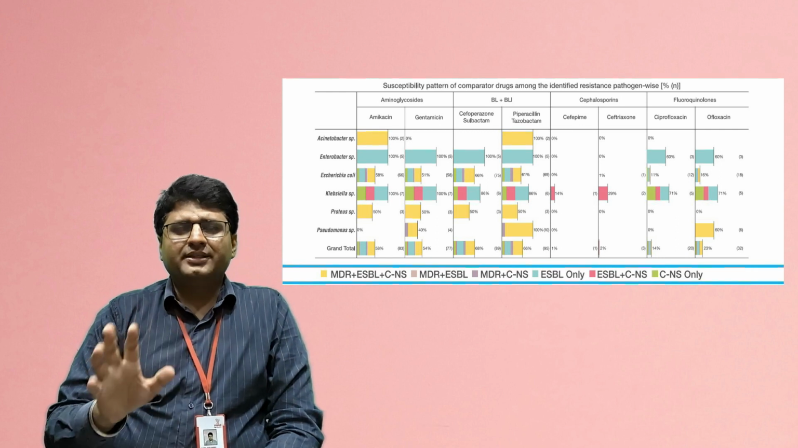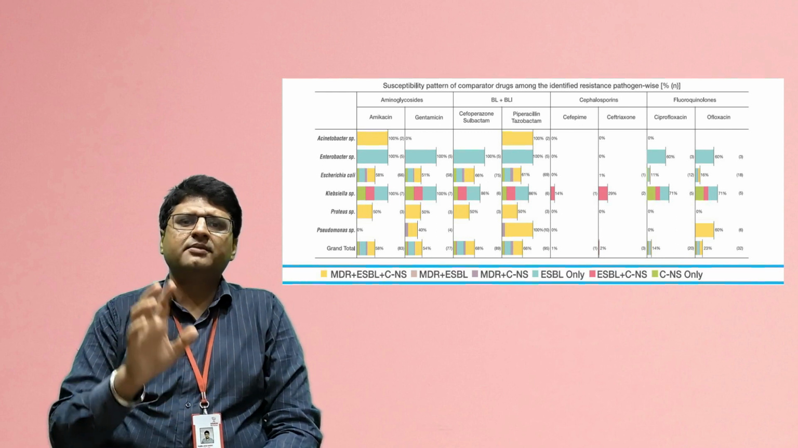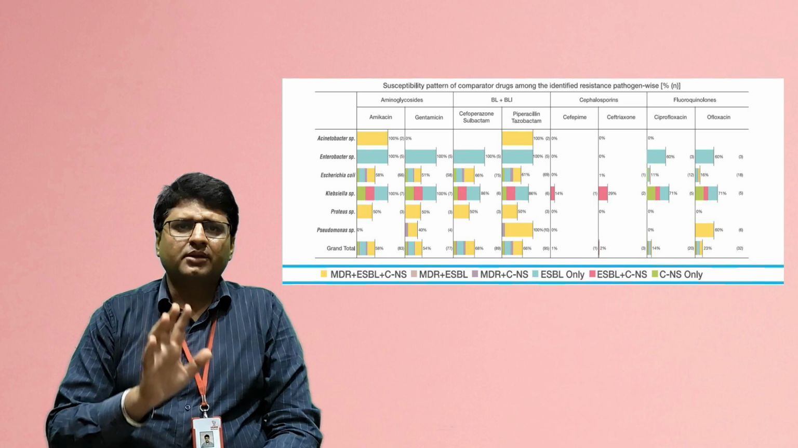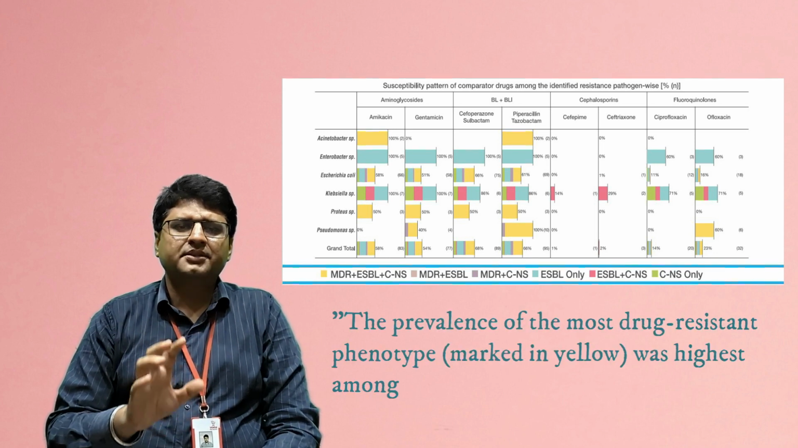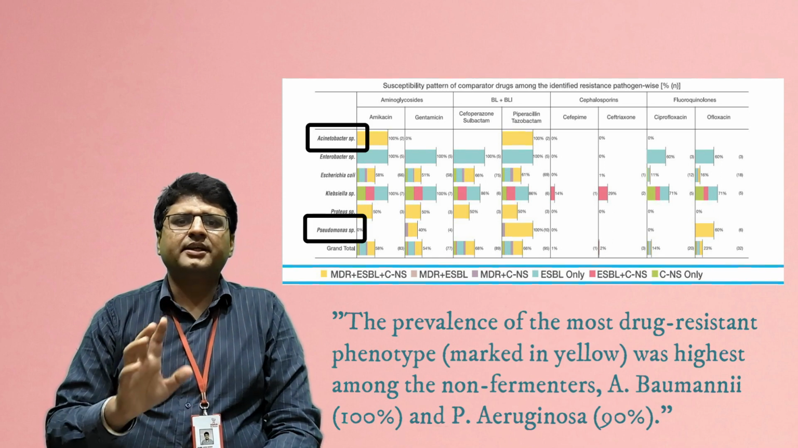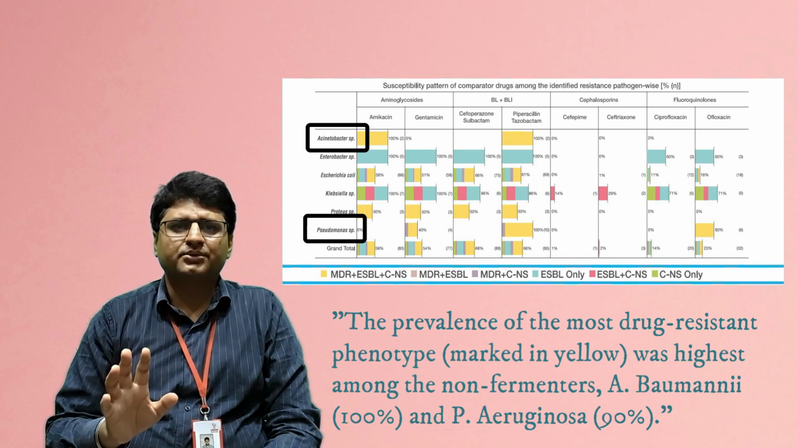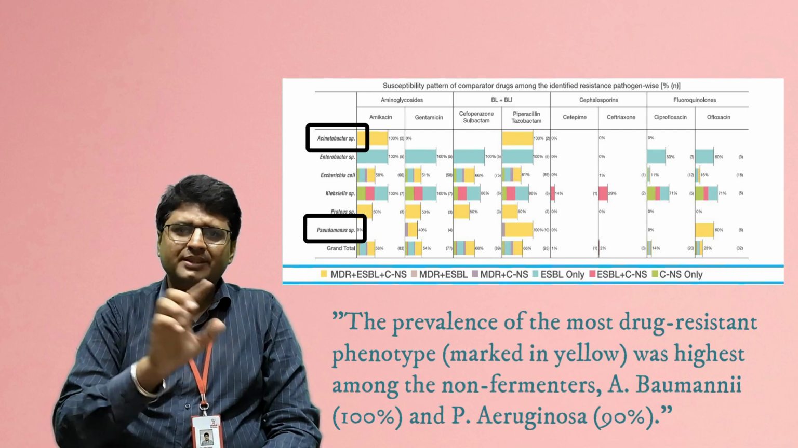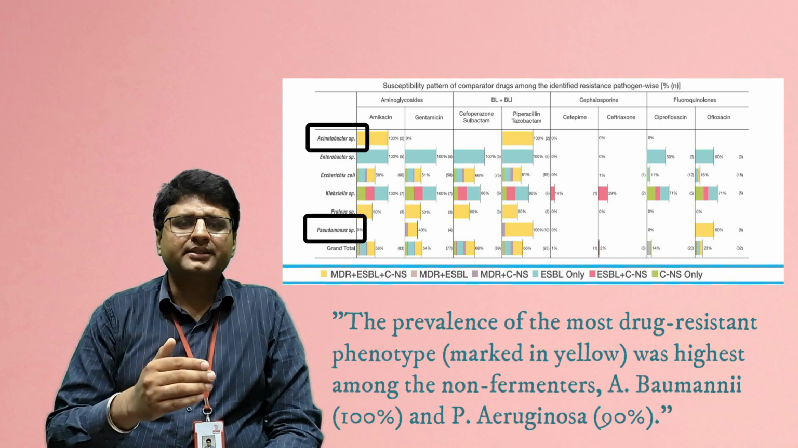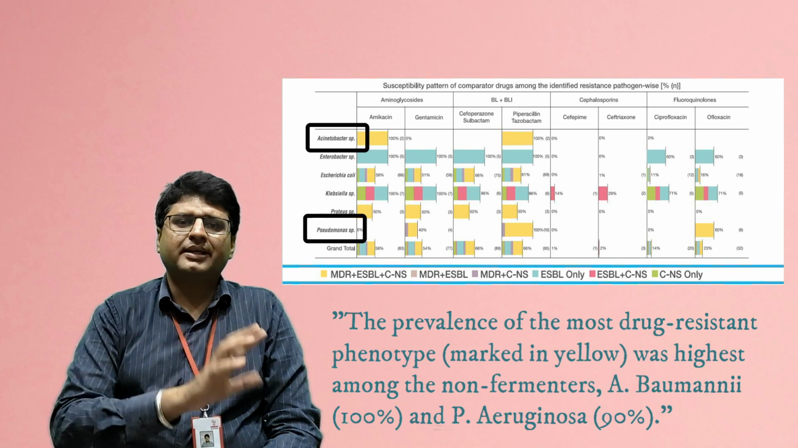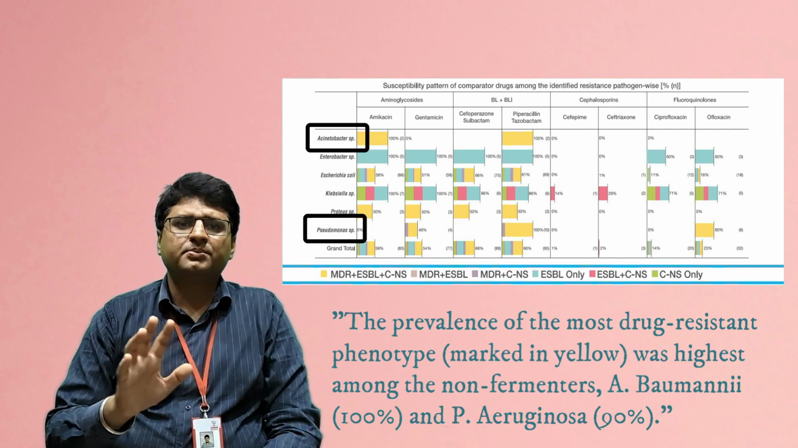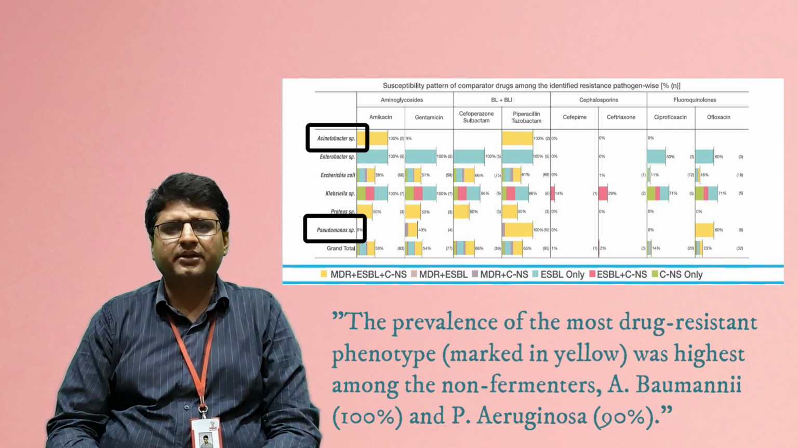So we know that the most resistant subgroup is MDR plus ESBL plus ceftriaxone non-susceptible. This subgroup is marked in yellow here. The prevalence of the most drug-resistant phenotypes, marked in yellow, was highest among the non-fermenters, for example Acinetobacter baumannii and Pseudomonas aeruginosa. The prevalence of MDR plus ESBL plus ceftriaxone non-susceptible was maximum in Acinetobacter baumannii, which is 100%, and then Pseudomonas aeruginosa, at 90%. So it is most prevalent in non-fermenter gram-negative bacteria.